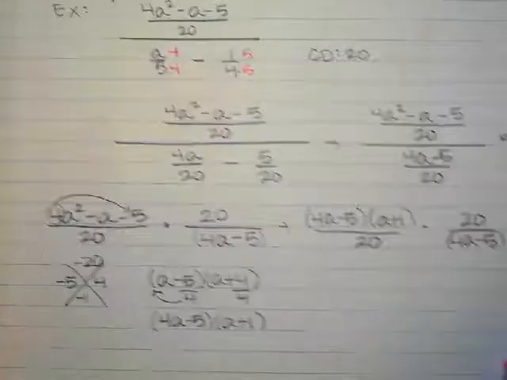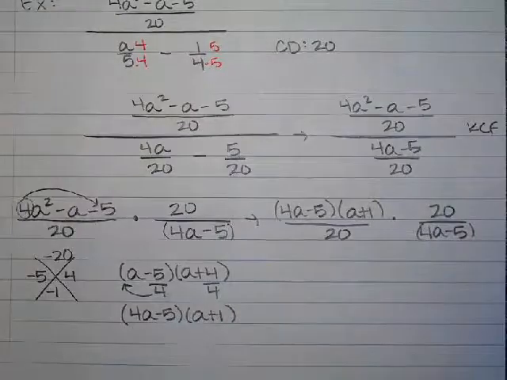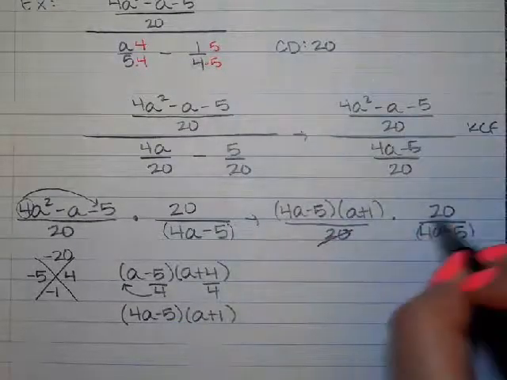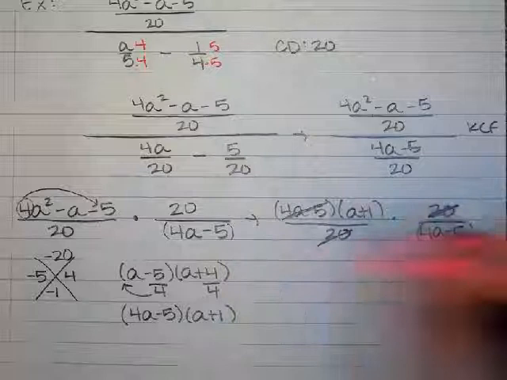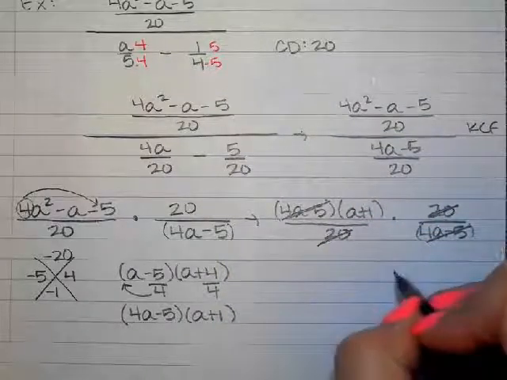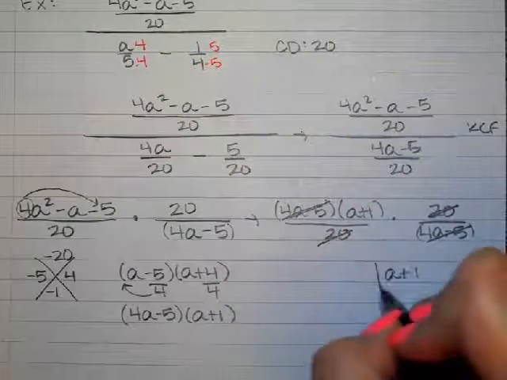And so now I can go ahead and cancel all the things that cancel. So I've got the 20s cancel, the 4a minus 5 cancel, and so my final answer is a plus 1. I'm finished.